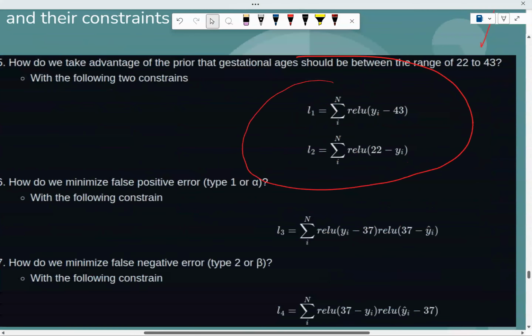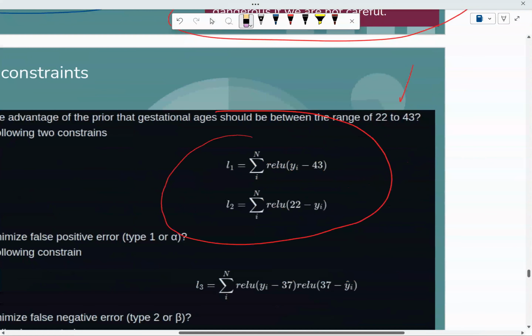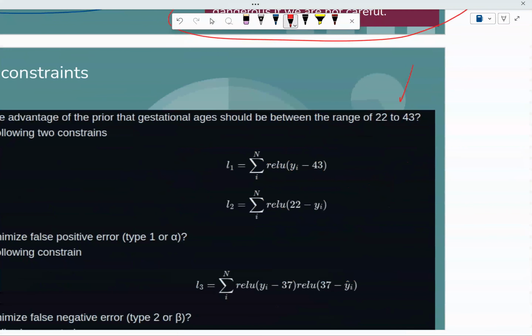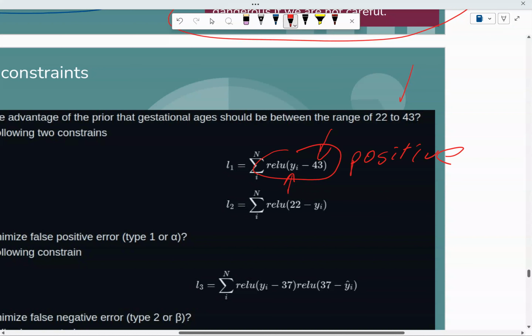Now, remember what ReLU does. The ReLU function essentially says if it's positive, then it gives you a value. So notice how if my prediction is greater than 43, then it gives me a positive value, which the minimization will try to minimize. Therefore, this is acting as a constraint because you don't want any numbers greater than 43. You want less than 43. If it's less than 43, then ReLU will turn it into 0, implying that your minimization is working well.